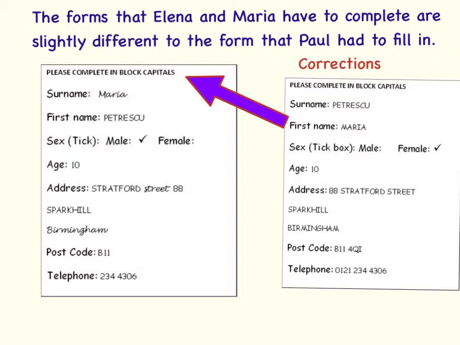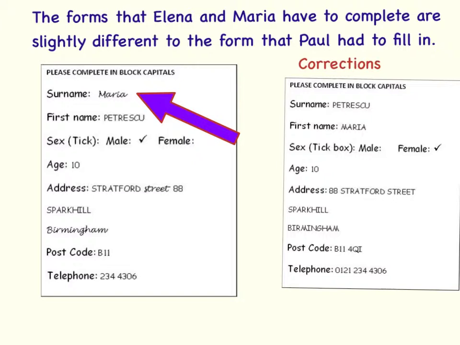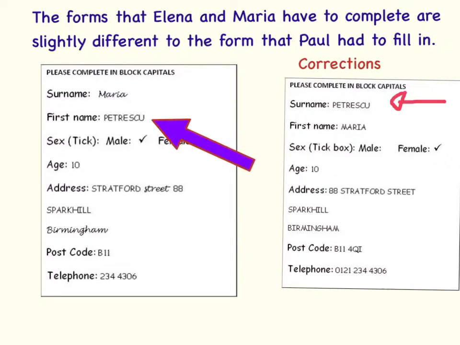I think you may have noticed that where Maria was asked to fill in her surname, she actually wrote her first name, and it wasn't in block capitals as is instructed on the form. This is what it should look like over here. Petrescu. You probably noticed that where it asked for Maria's first name, she put Petrescu, and we know that is not correct. However, it was in capital letters, which is good. It should, though, have said Maria, as it says over here.